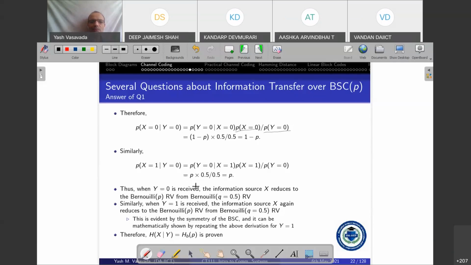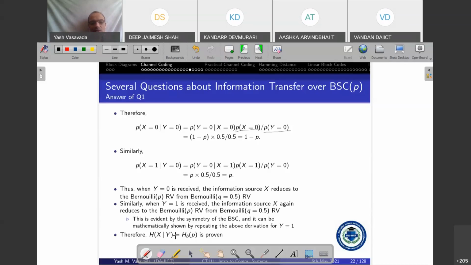So what we have proven is that when y is equal to 0 is received, the information source becomes a Bernoulli p random variable instead of the Bernoulli q equal to 0.5 random variable, which is what we have assumed in this case. The same way, when you get y equal to 1, you can use the same math to see that even for that case, the information source becomes a Bernoulli p random variable. Therefore, the conditional entropy is nothing but the binary entropy function.